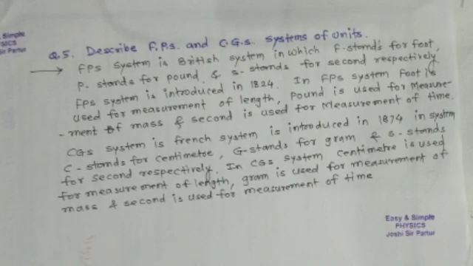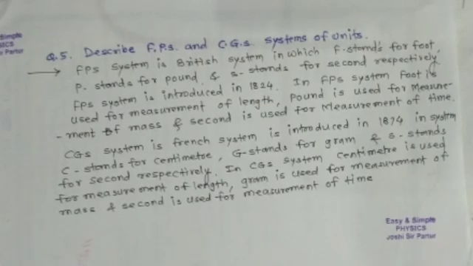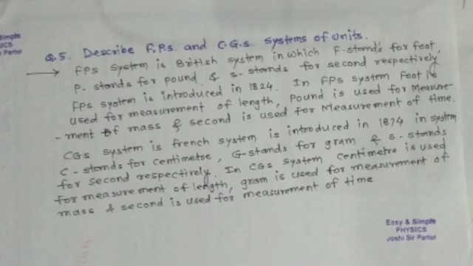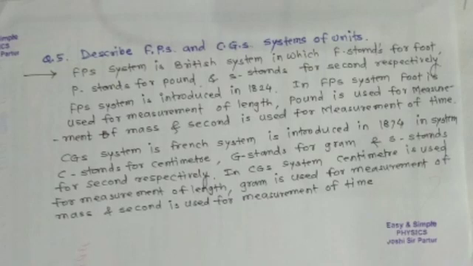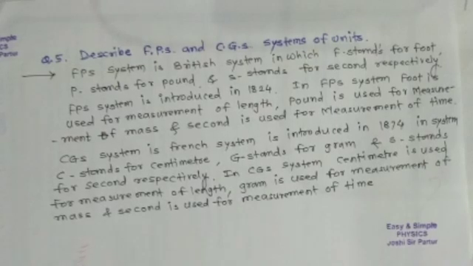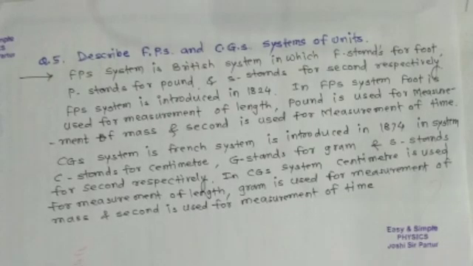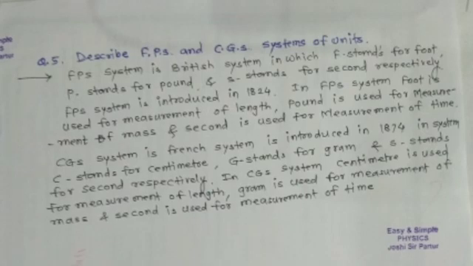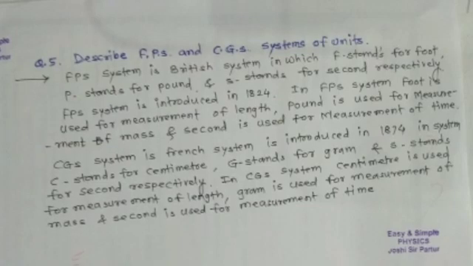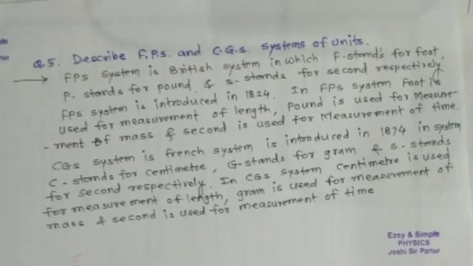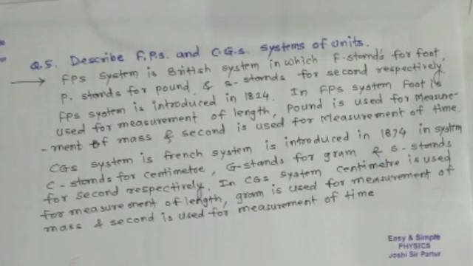In CGS system, which is the French system, introduced in 1874, C stands for centimeter, G stands for gram, S stands for second, respectively. In CGS system, centimeter is used for measurement of length, gram is used for measurement of mass, and second is used for measurement of time. Here 1 mark for FPS system and 1 mark for CGS system.